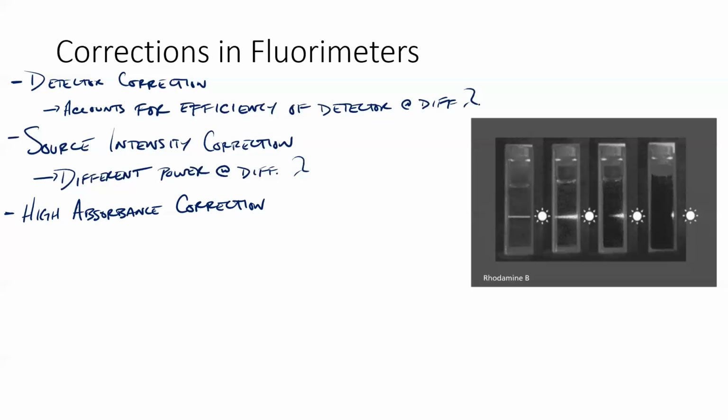If you look at the picture here, this figure, in the first cuvette, we have a relatively low concentration of rhodamine B, right? As we go from left to right, these are increasing concentration. The one on the left, we have the same fluorescence throughout the cuvette, and so we shouldn't have any concerns there.